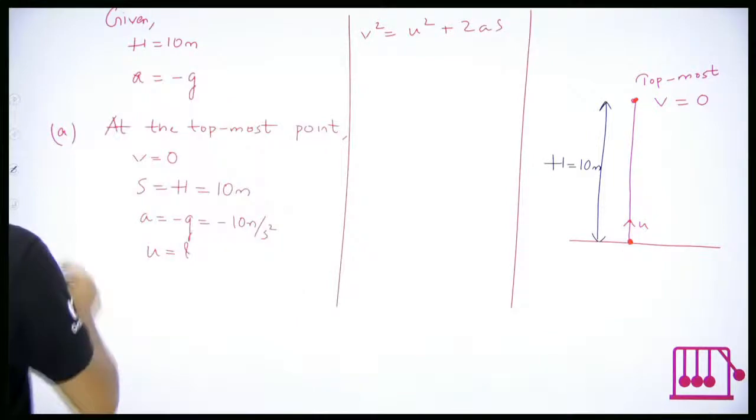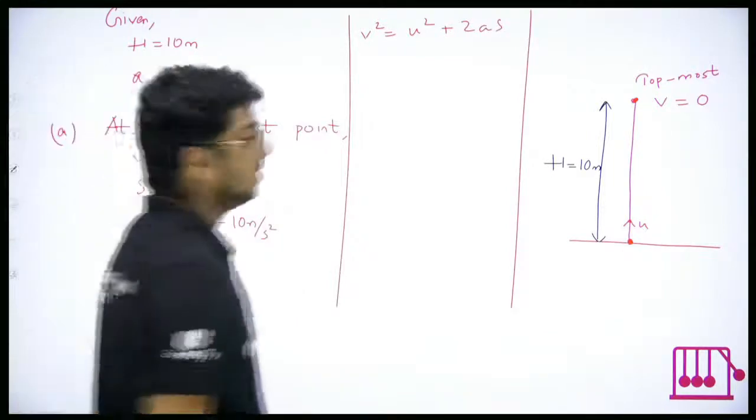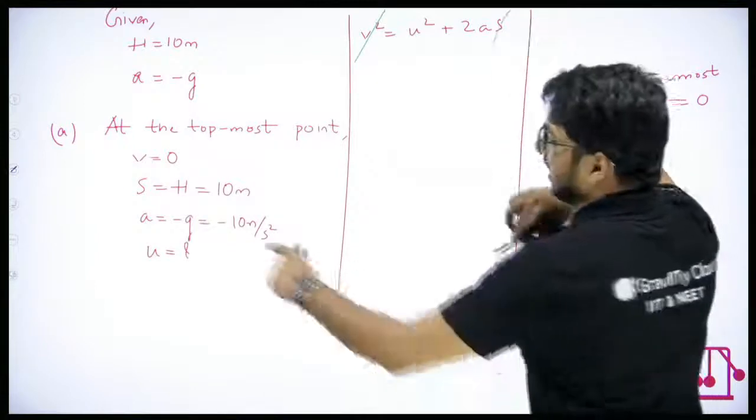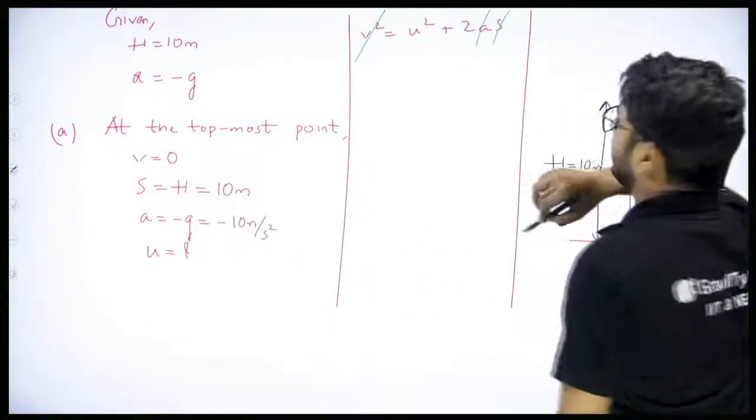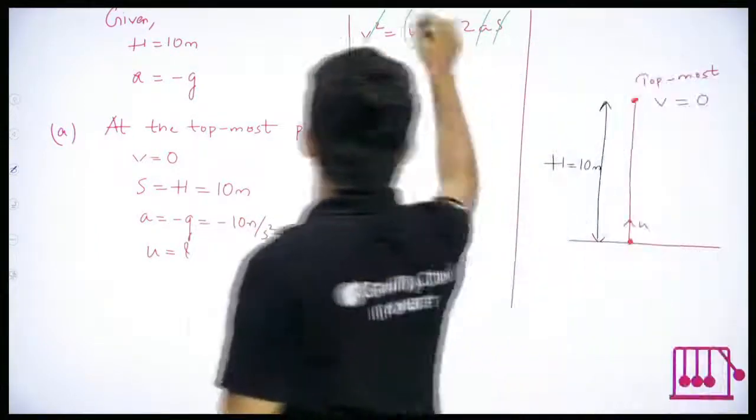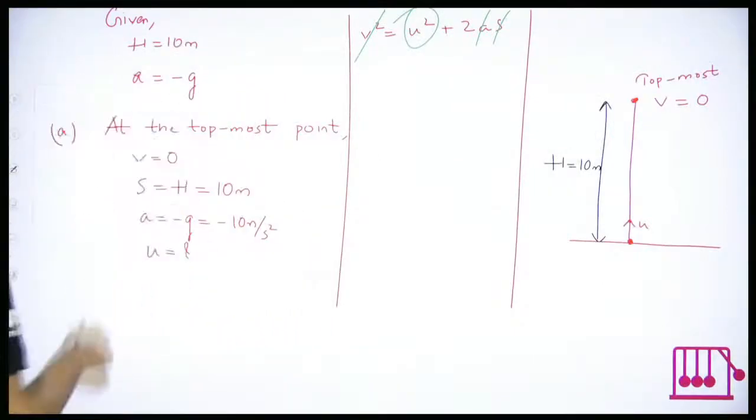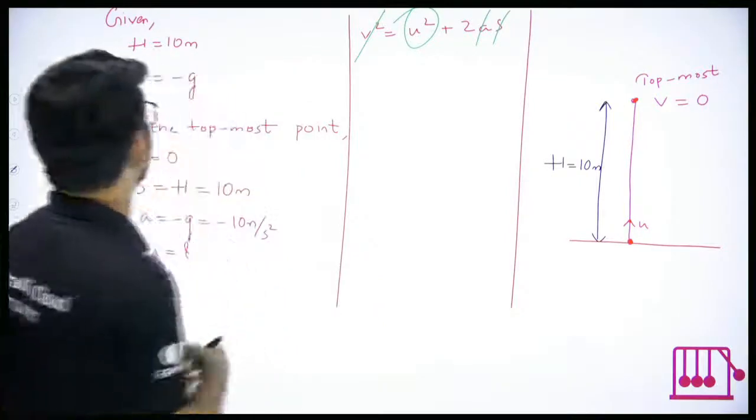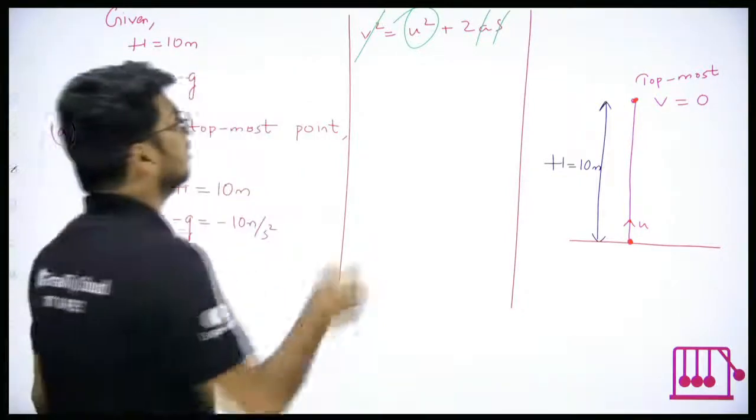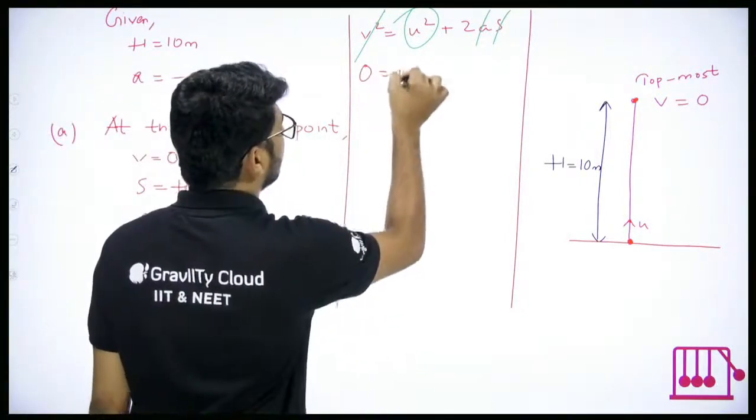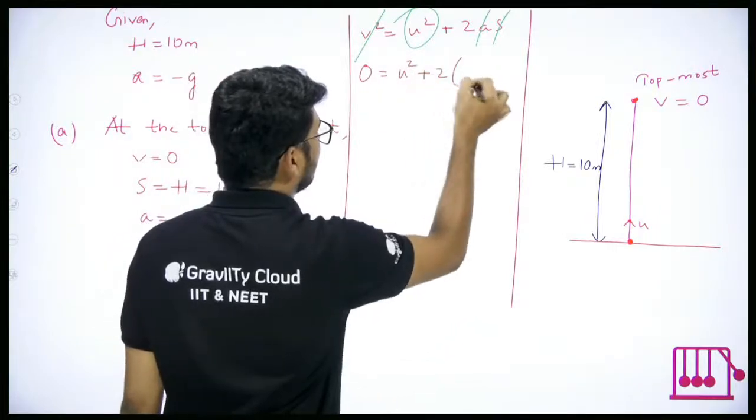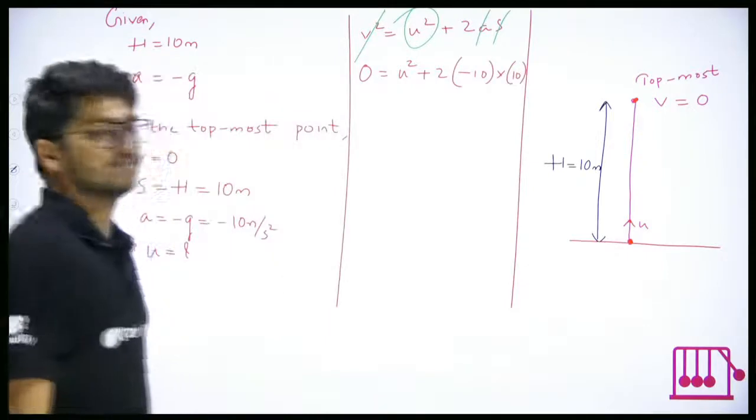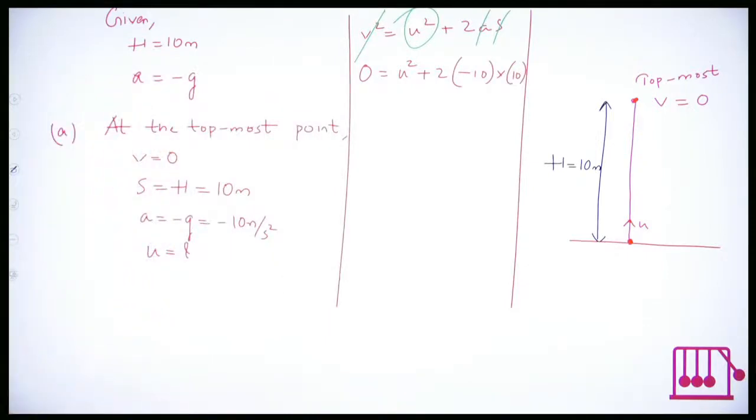Why? Because here, look at this. Do we have v? Yes, we have v. Do we have s? Yes, we have s. Do we have a? Yes, we have a. So u is the only quantity that we don't have, so we will get it. Yes. So v square, where is v? 0. So it is 0 equal to u square plus 2 into a, which is minus 10. s is also 10.